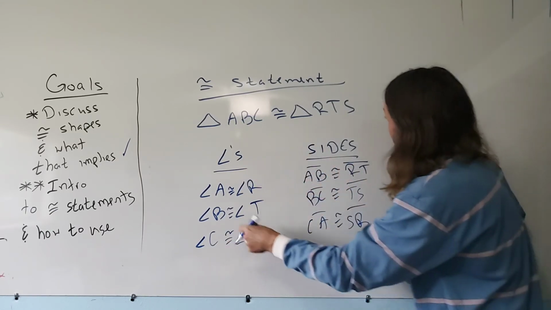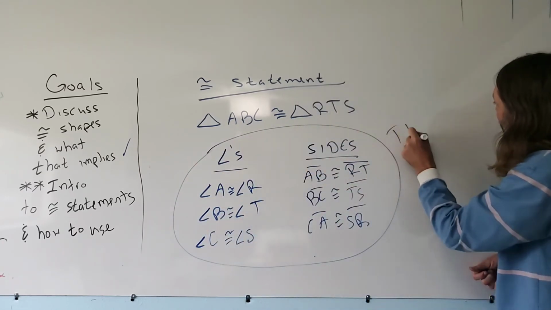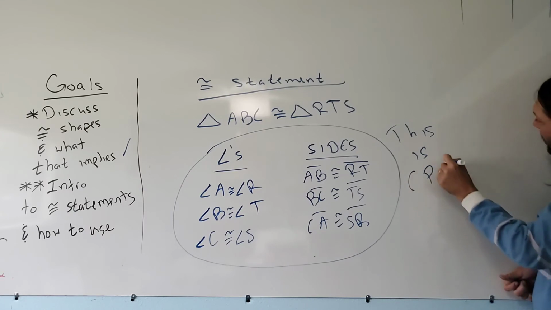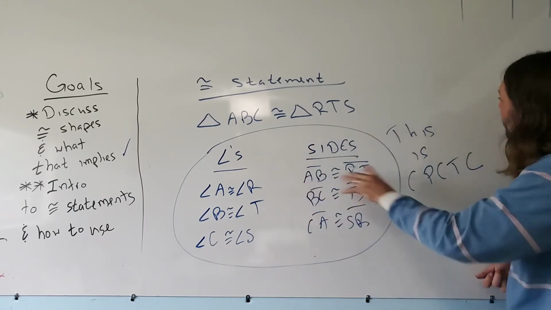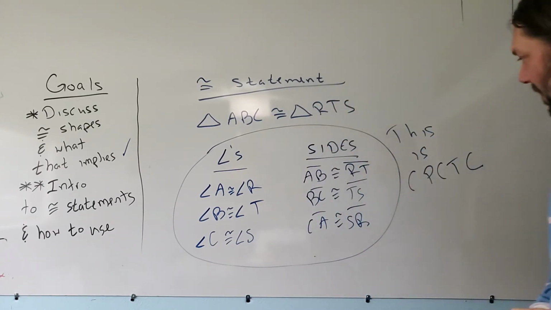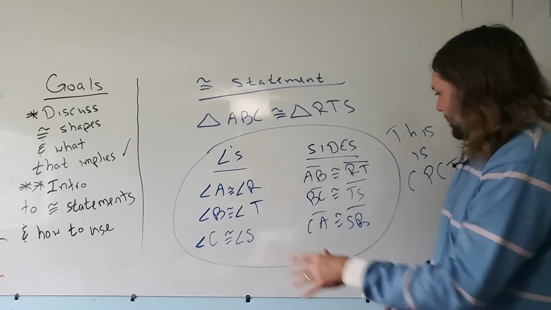This whole thing right here is corresponding parts of congruent triangles are congruent. We get all of this knowing this, okay? And so that's what I want us to be able to do: I want us to be able to list all of this today.